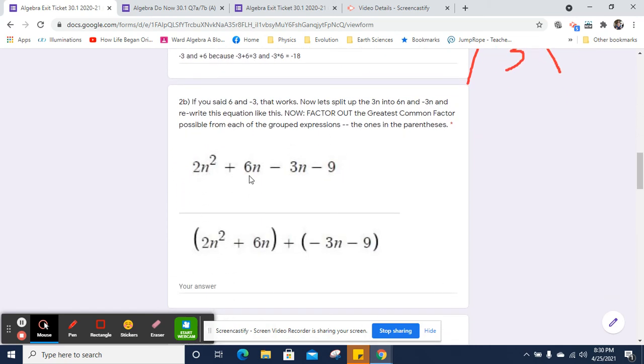So I've broken up the 3n into 6n minus 3n. That's the same thing as 3n. And I've grouped them like this. We're going to see if we can come up with common factors, factor out this and factor out this, and see if we end up with the same factor here and here. So I'll write it all in: 2n squared plus 6n plus negative 3n minus 9. Now let's copy paste that and see what we get.